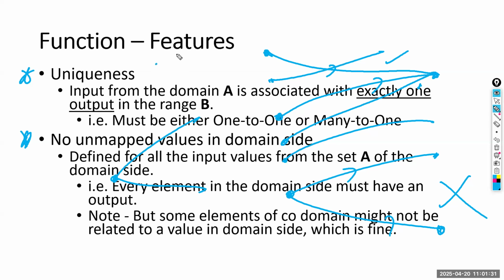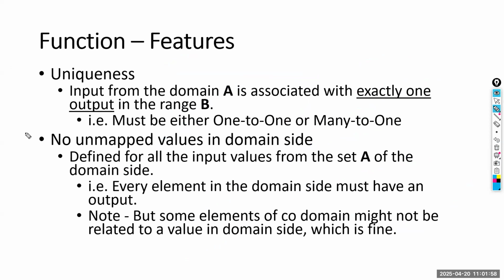So basically, one-to-one are functions. Many-to-one are also functions. But definitely one-to-many are not functions. Many-to-many are also not functions. So one-to-one and many-to-one are functions. One-to-many and many-to-many are not functions. So that is the uniqueness property.